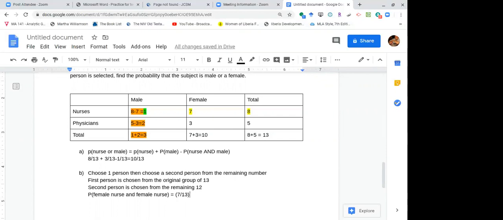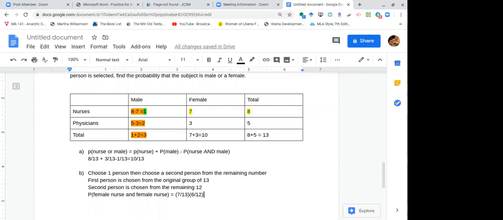Now, because we're not replacing her, she's off at the nurse's station getting a break after working a 20-hour shift, so how many people are left in the group now? 6 over 12. Well, there's 12 people left because she's gone, right? And one of the female nurses is now gone, so 6 out of 12. And you multiply those together, and that's what you do.